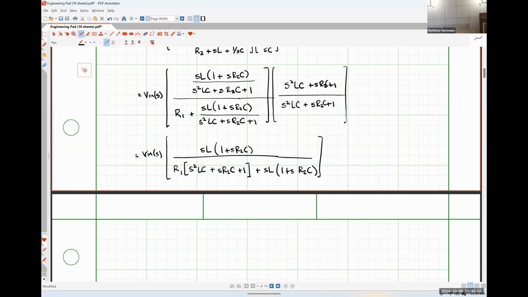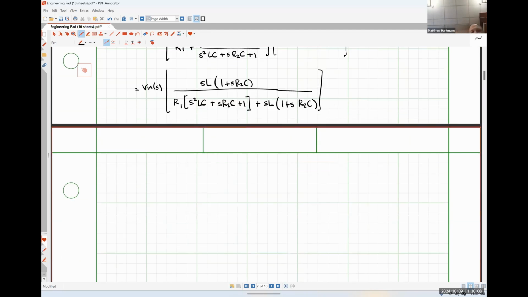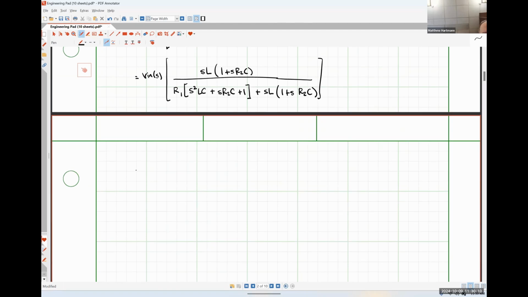And so what I'm going to do now is I'm just going to lump terms together. Okay. So let me take this one step further. So I'm going to leave my numerator alone. So SL times 1 plus S R2C is about as pretty as I can make that.